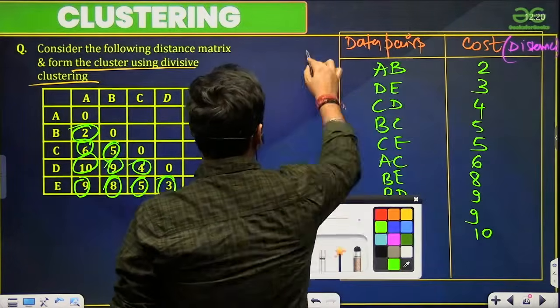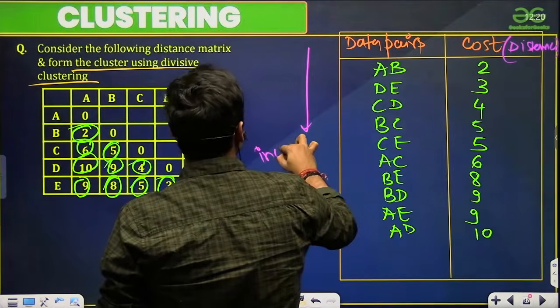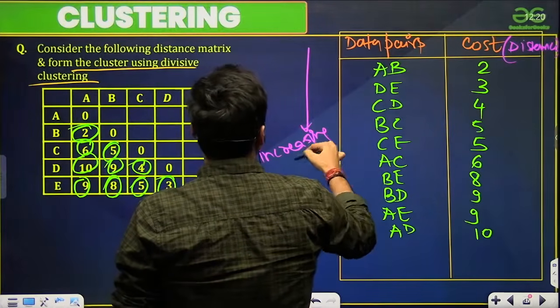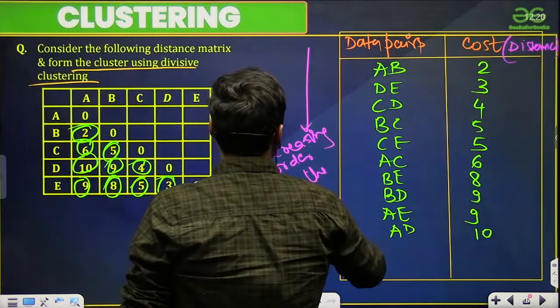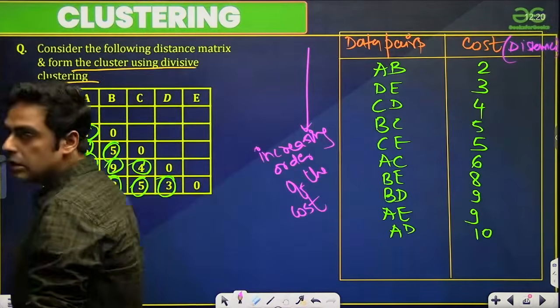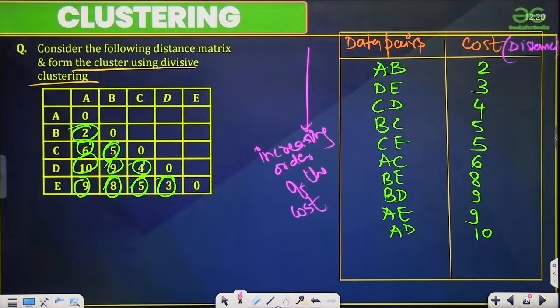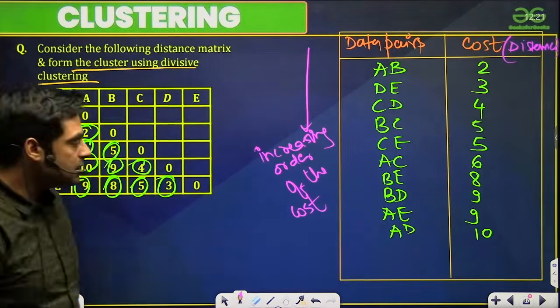So I have done this in the increasing order of the cost. ठीक है, मैंने क्या किया? मैंने data pair बना लिए in the increasing order of the cost. ठीक है, अब इसके बाद we have to create a minimal spanning tree. ठीक है, इसके बाद हमको क्या करना है? We have to create a minimal spanning tree.